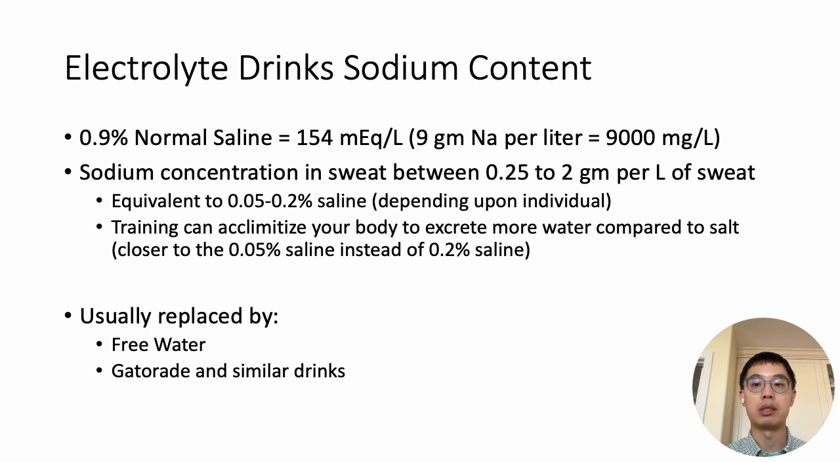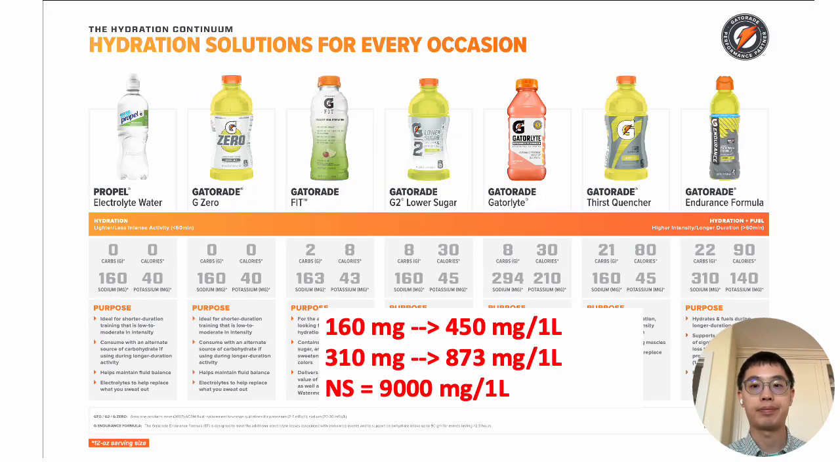During endurance runs, most of the replacement solutions now consist of Gatorade or other electrolyte drinks, but previously free water was used, which may have exacerbated hyponatremia in these endurance athletes. We'll see on the next slide how much salt is in Gatorade compared to normal saline, but remember that Gatorade also has calories in the form of sugar to help with immediate energy needs.